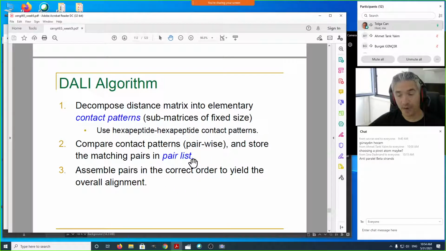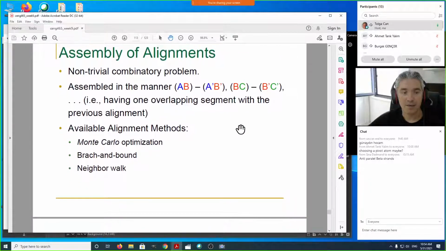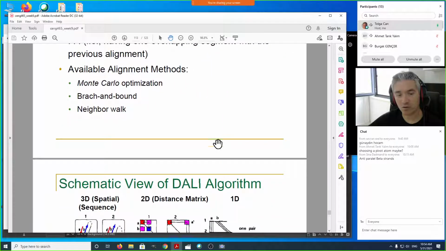And this pair list is our high scoring pair list. The assembly of these high scoring pairs into a larger alignment is a non-trivial combinatorics problem, and the same is true for the combinatorial extension algorithm that I mentioned, the other algorithm by Philip Bourne and Ilya Shindyalov. We need to combine these high scoring pairs in such a way that they are consistent. And for this part, they use different methods. They use Monte Carlo optimization, branch and bound, neighbor walk. So they try different methods to do this combinatorial extension.